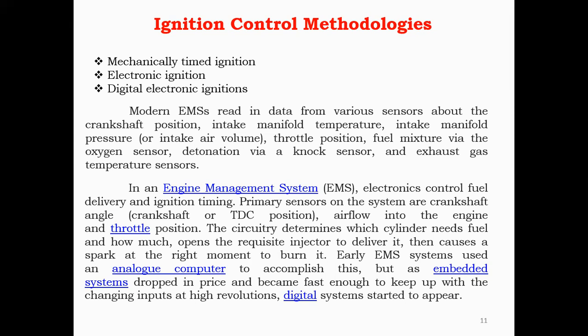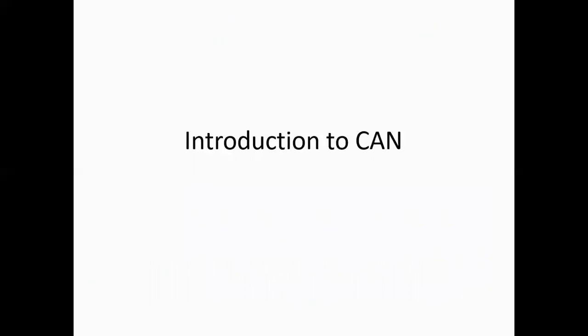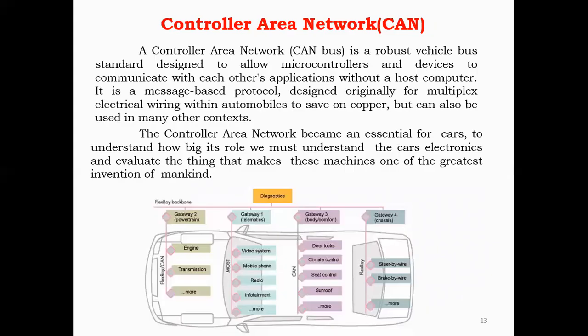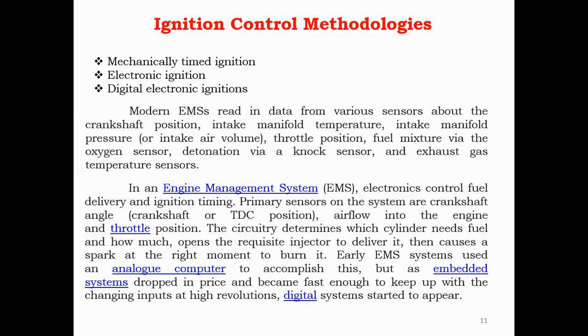Early EMS systems used an analog computer to accomplish this, but as embedded systems dropped in price and became fast enough to keep up with the changing inputs at high resolutions, digital systems started to appear. Next is the introduction to CAN, the CAN network. This network we will see in the next class.